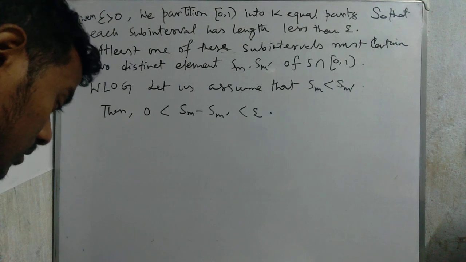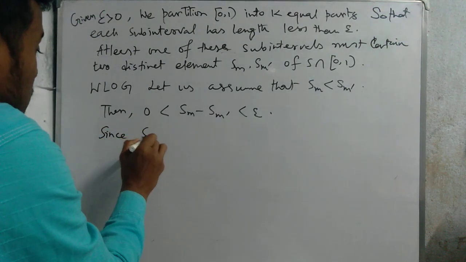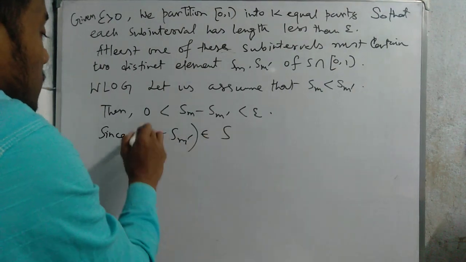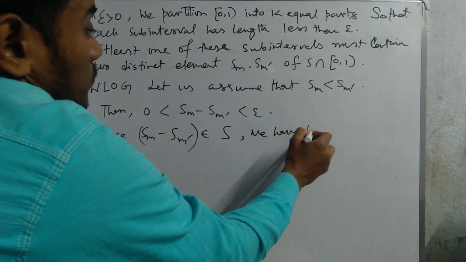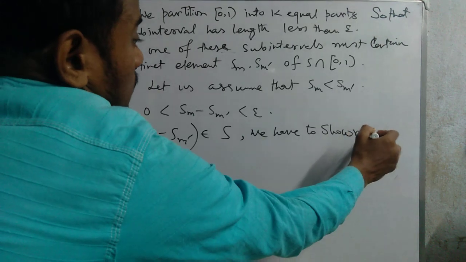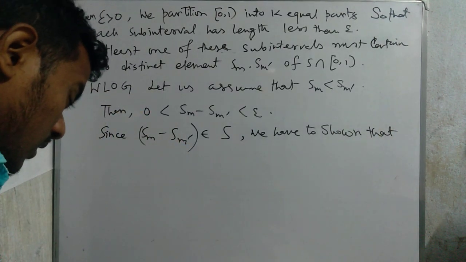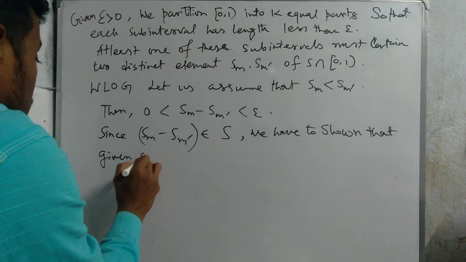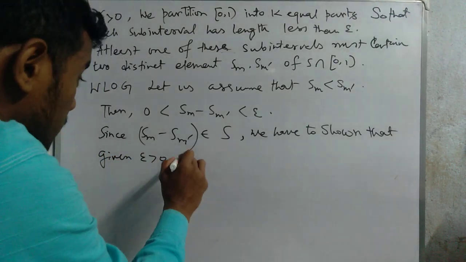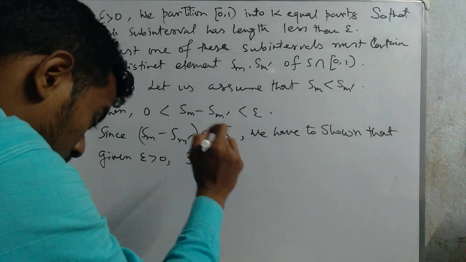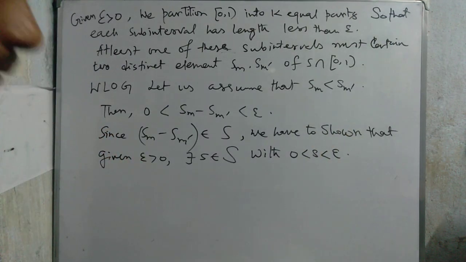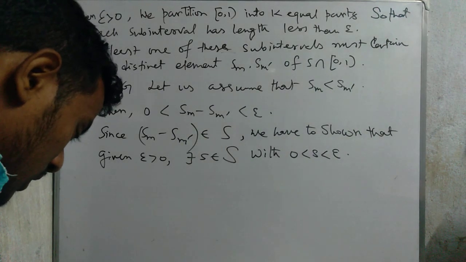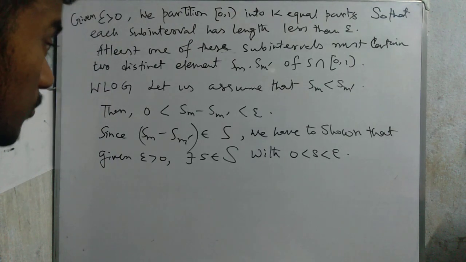Okay, now since Sm' minus Sm belongs to S, we have shown that given epsilon greater than 0, there exists s belonging to S with 0 less than s less than epsilon. Okay, this is what we had to show.